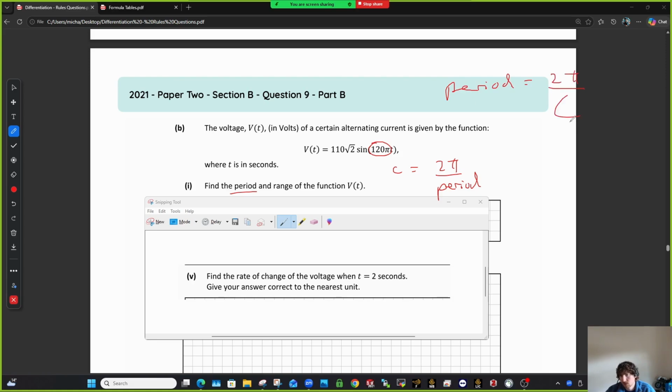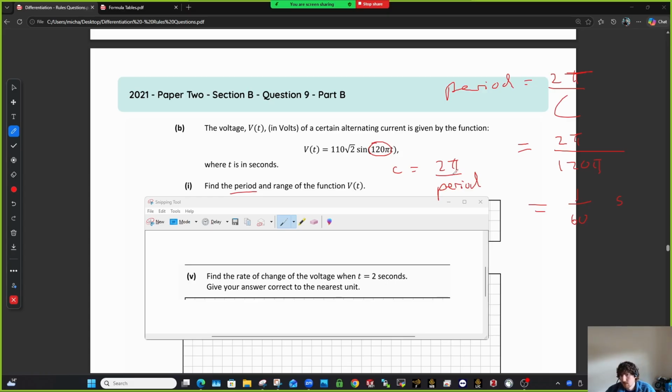And this is all gone. We go through this in detail in the trigonometry videos on the YouTube channel. So C then is this 120 pi. So we sub this in here. This is 2 pi over 120 pi. And the period here works out as 1 over 60, and it'll be in seconds.